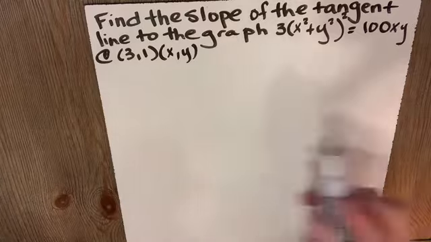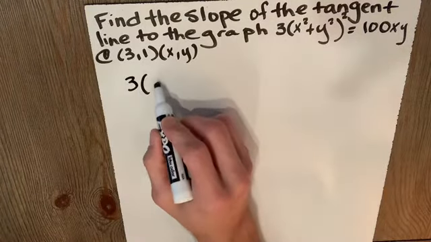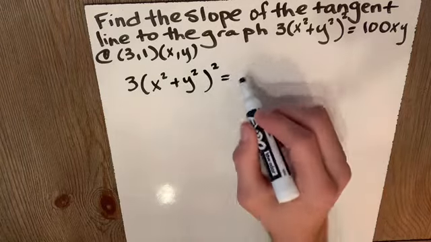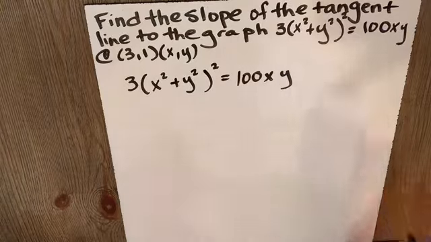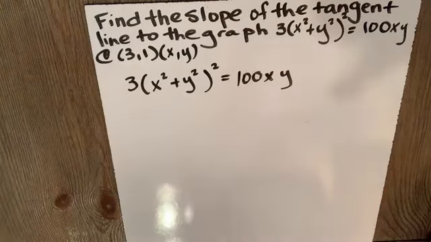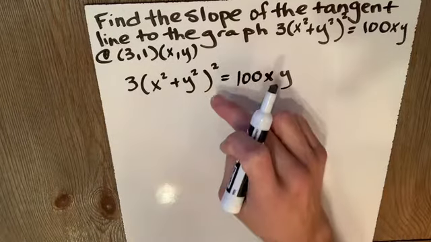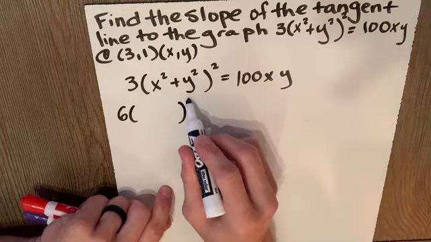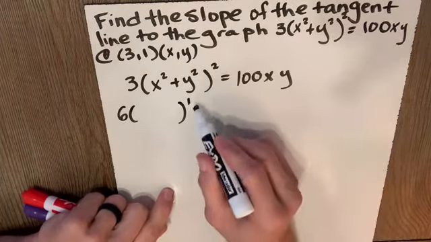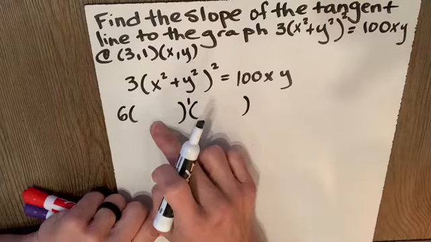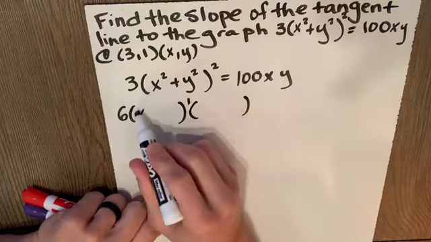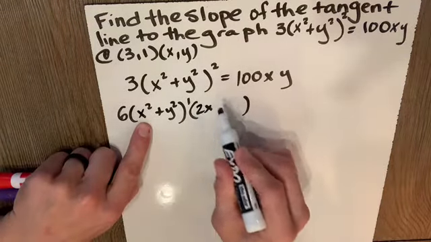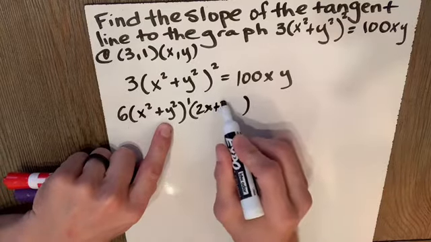That's the overall concept. So if we have 3 times x squared plus y squared, squared, equals 100xy, and we're asked to find this derivative by implicit means, well, let's look at the left-hand side. I'm going to multiply and subtract. So 6 times whatever's in parentheses, 2 minus 1 is 1. And our chain rule says we're going to take whatever's in parentheses and take the derivative of that. So this is x squared plus y squared. Notice that stays the same. The derivative of x squared is 2x. The derivative of y squared is plus 2y.